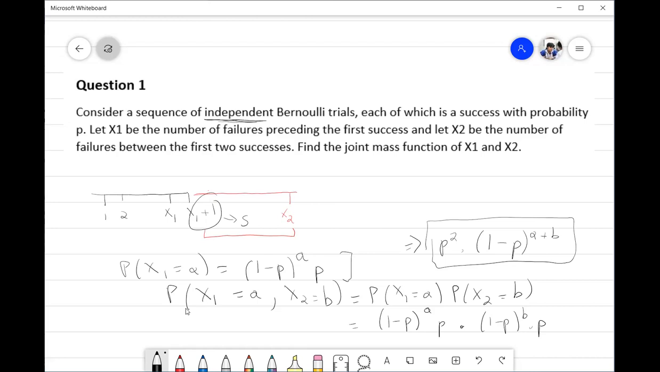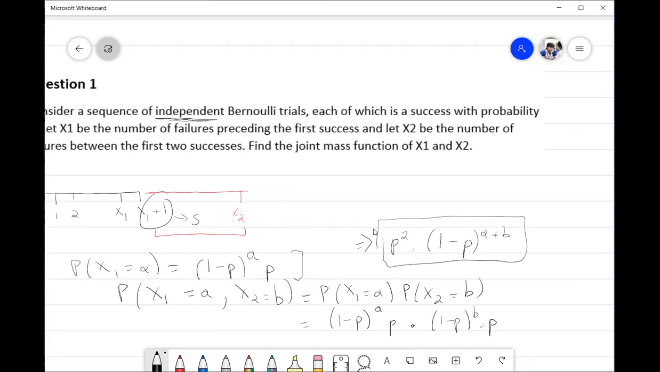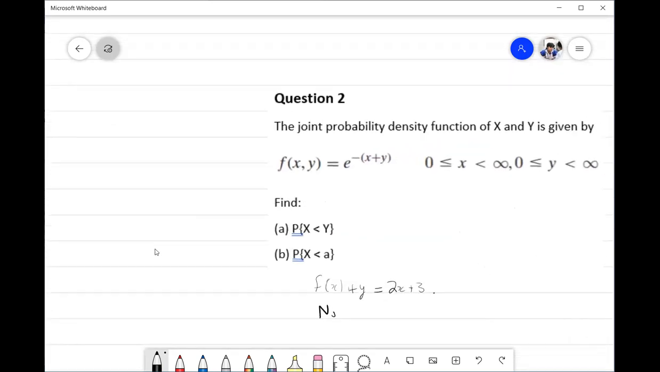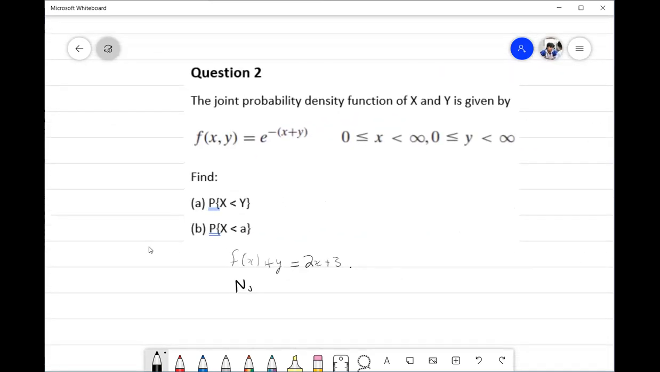Any confusions? If not, in the meanwhile, I'll go to the next question. Feel free to text me any questions you have in the chat. I'll give you guys 10 seconds to read this.